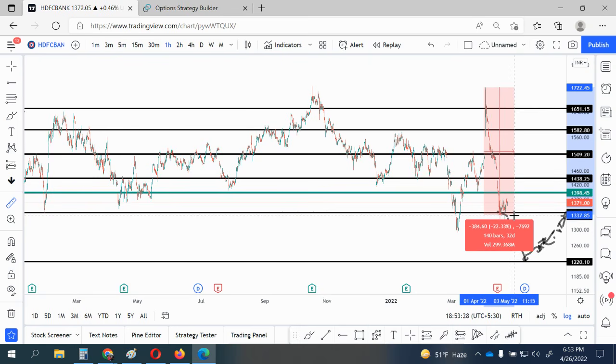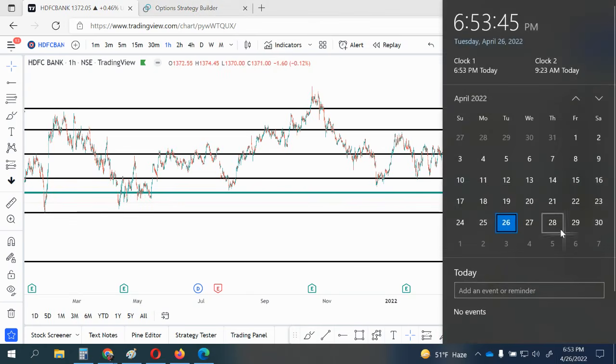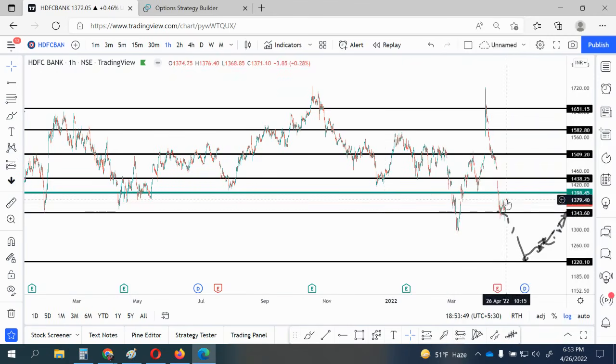Such a fundamentally strong stock. So do you think HDFC Bank will again make a 20% move? We have to take a chance, so now I'll deploy a debit spread. I've deployed the debit spread. I can show you all my real trades. I've deployed a debit spread in HDFC Bank for the 26 May expiry.